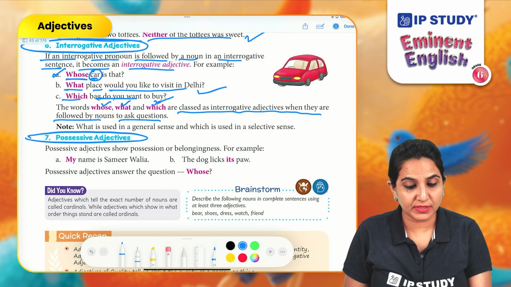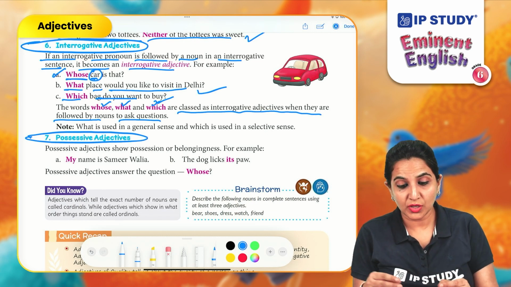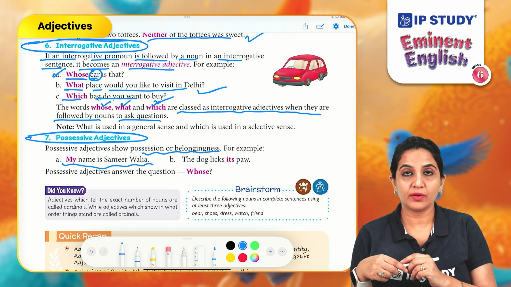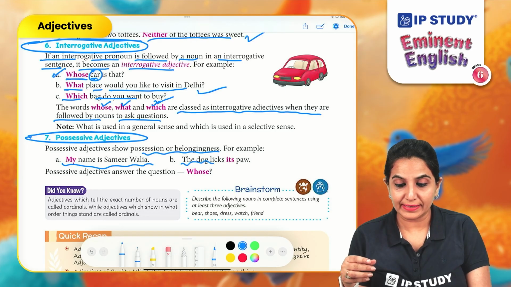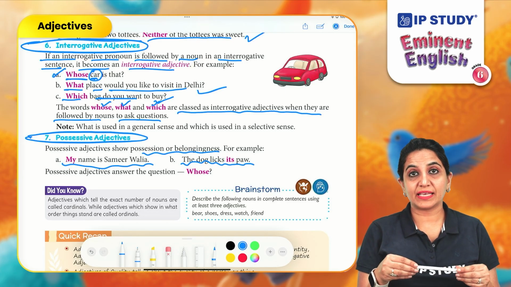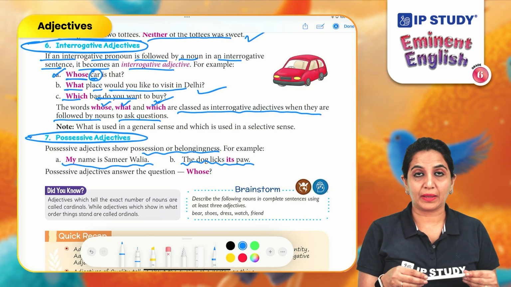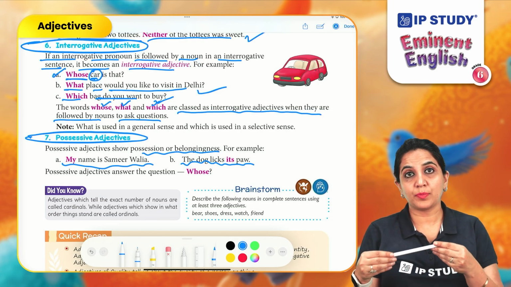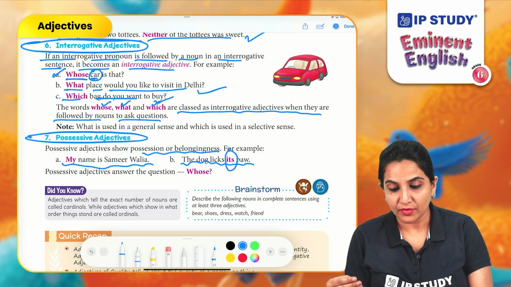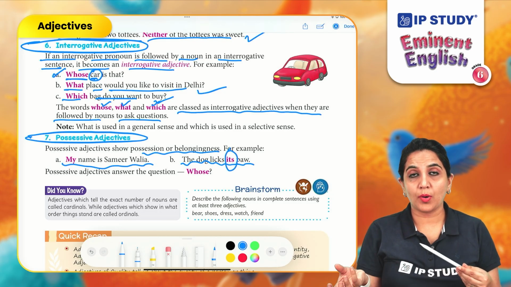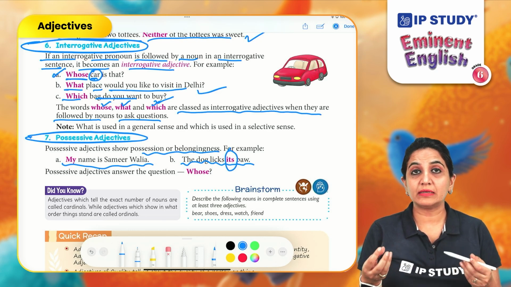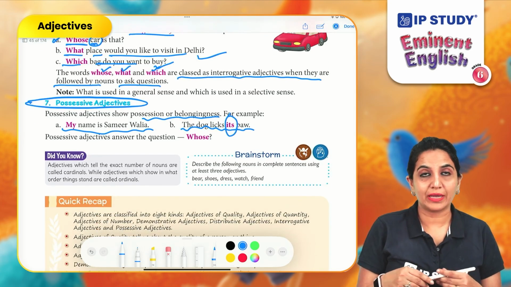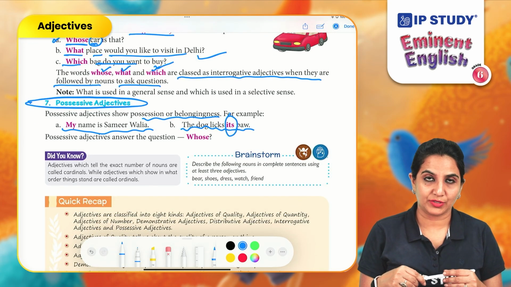Possessive adjectives. Possessive adjectives help us to show possession or belongingness. For example, my name is Sameer Walia. The dog licked its paws. So possessive shows us the possession of something. My. What is my name? My name is Sameer Walia. The dog licked its paws, right? So it helps us to describe the paw, right? So it is showing the belongingness. Whose paw? The dog's paw. So when it helps us to show the belongingness, this is called possessive adjectives.